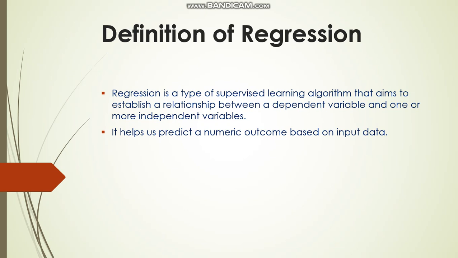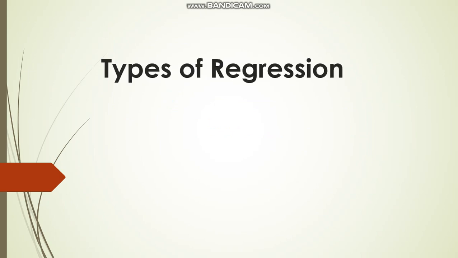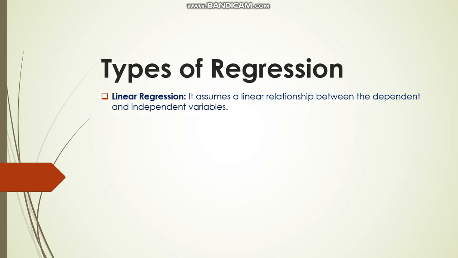Now, we will discuss types of regression. There are two types of regression. One is linear regression. It assumes a linear relationship between the dependent and independent variables. We will discuss it in detail in the next videos. But you have to remember what a linear regression is. Linear regression assumes a linear relationship between dependent and independent variable.